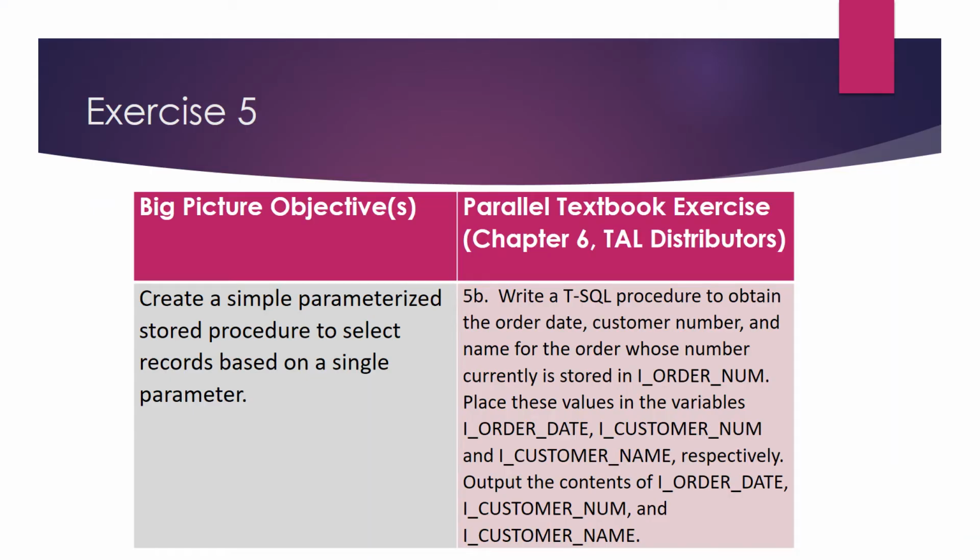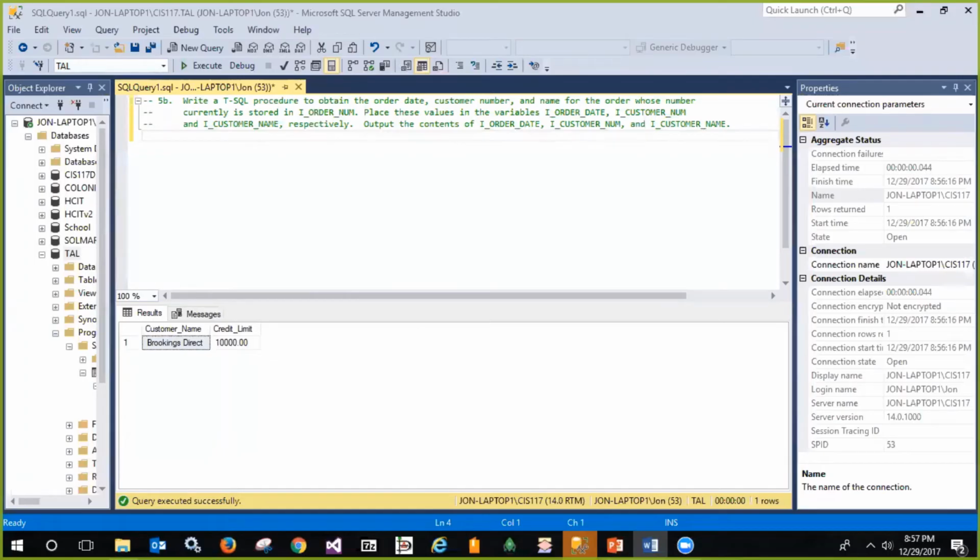In exercise 5, we will once again focus on creating a simple parameterized stored procedure, which will select records based on a single parameter. All right, let's take a look at exercise 5.